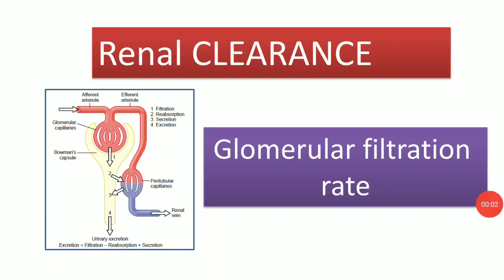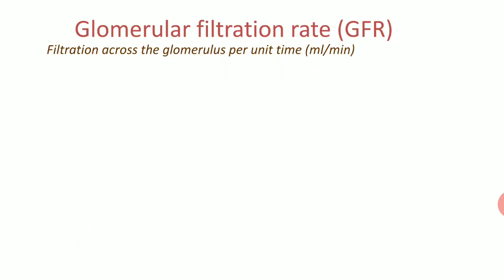In this video, I am going to discuss the glomerular filtration rate, and by applying the principle of clearance, how we can measure the glomerular filtration rate. So, coming to the definition of glomerular filtration rate: it is filtration across the glomerulus per unit time, and the unit is ml per minute. If we consider the whole day, then the unit will become ml per day.